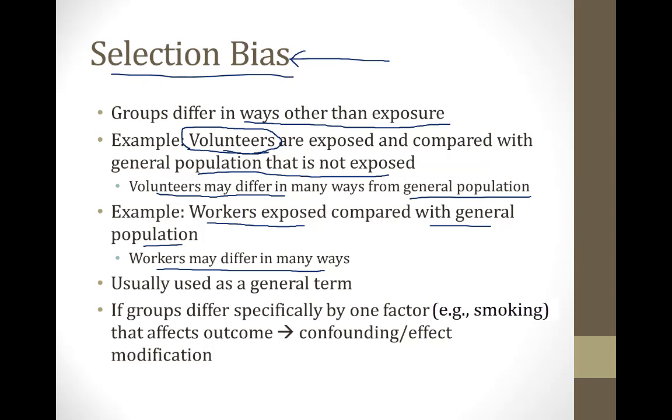Usually when we say there's selection bias in a study, we're using it as a general term to say that the groups differ in some way other than exposure. One thing to keep in mind is if the groups differ specifically by one factor, for example, there are more smokers in one group than another, and this affects outcome, that's something called confounding or effect modification, which we'll talk about later. That's different from selection bias. Selection bias is more of a general term that the two groups differ in some way other than exposure.